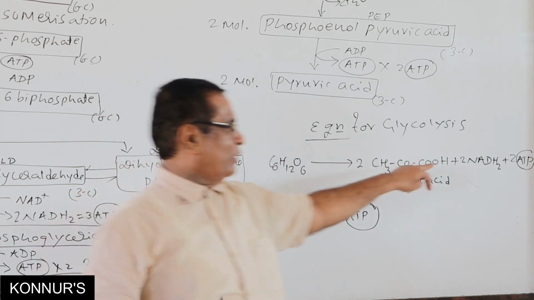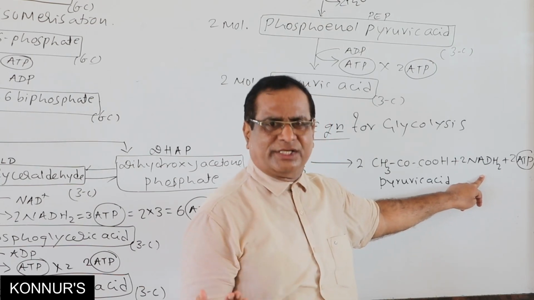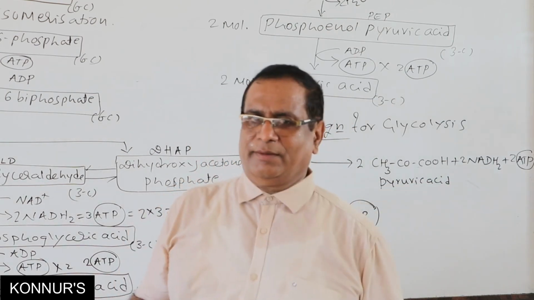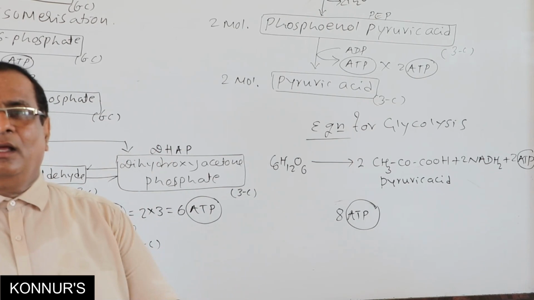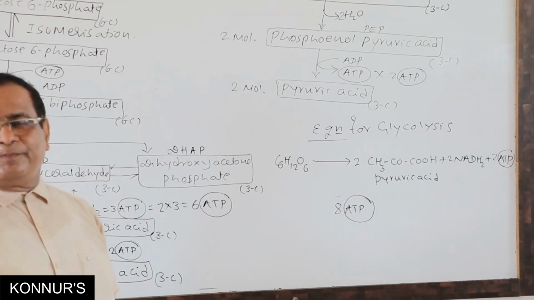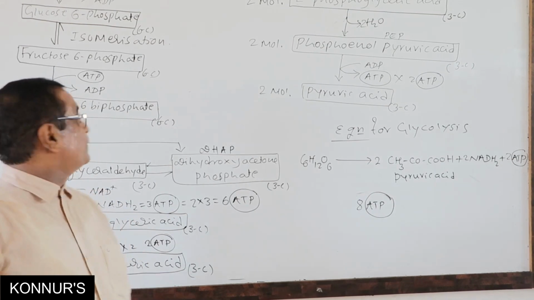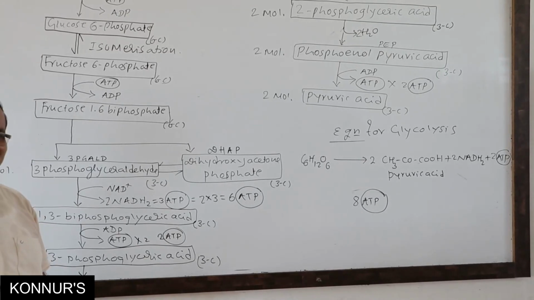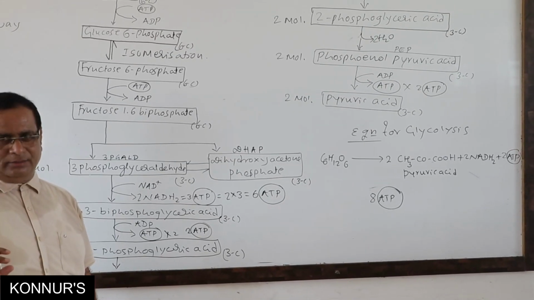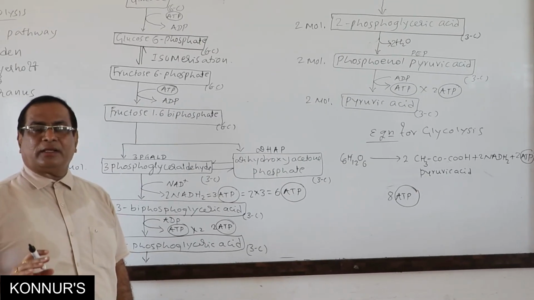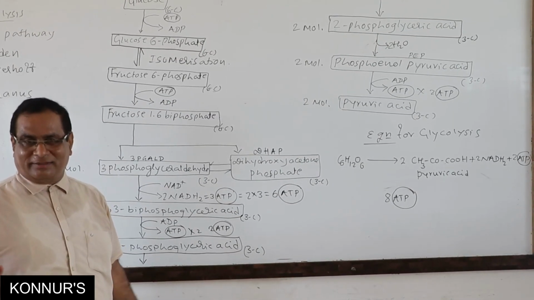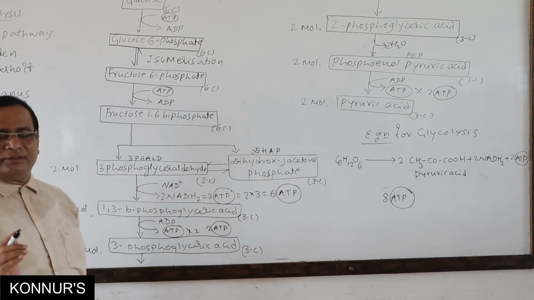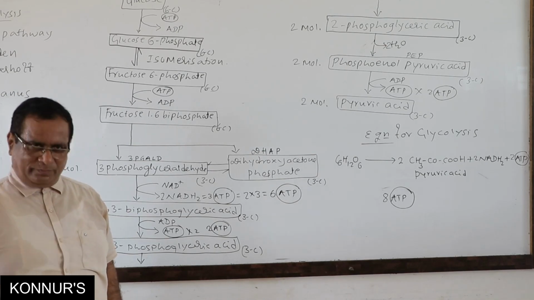And in the equation in which we have written 2 NADH2, 2 NADH2 means 6 ATPs, and here 2 ATPs, totally 8 ATPs as well. This is about glycolysis. In addition, they may ask about the enzymes in each step. That is not given in your NCERT text, but as an extension of the syllabus they can ask, so glucose becomes glucose 6-phosphate in the presence of an enzyme.